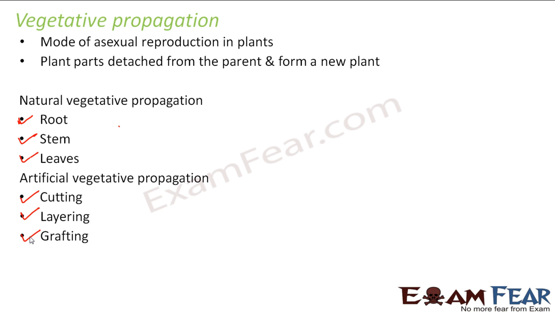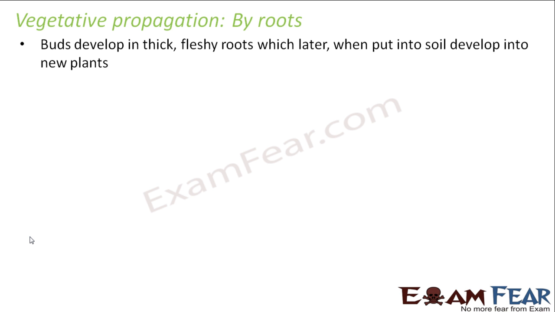First we will talk about vegetative propagation by roots, that is, how new plants arise from the roots of a plant. Now this doesn't happen in all plants. Each type of mode of asexual reproduction is seen in some specific types of plants. This vegetative propagation by roots is seen in certain plants where buds develop in thick fleshy roots, which later, when put into soil, develop into new plants. So there are certain plants which have thick and fleshy roots. This is a very important characteristic.